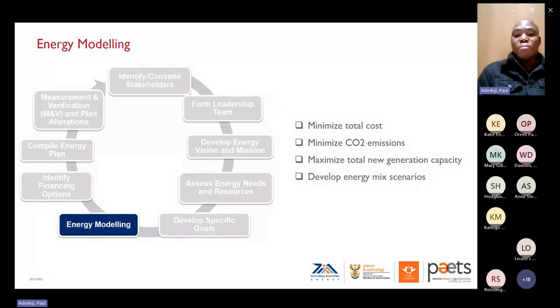You also want to minimize emissions, and of course, you agree with me, COP28 is currently ongoing in Dubai, which will be ending on the 12th of December. One of the things that will be discussed is how do you minimize emissions? And everyone knows that South Africa is one of the largest coal dominated economies. So we want to minimize emissions as much as possible. We want to maximize total new power generation and also develop energy mix scenarios.